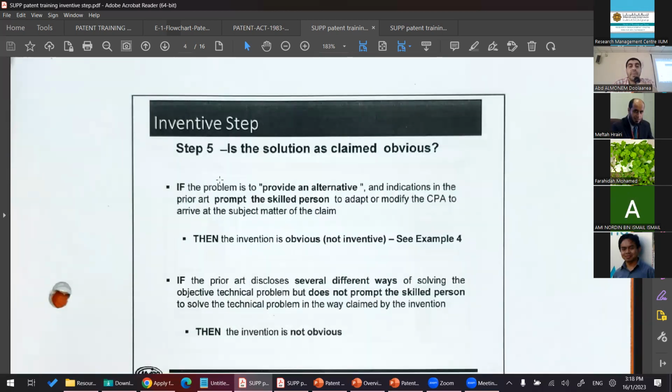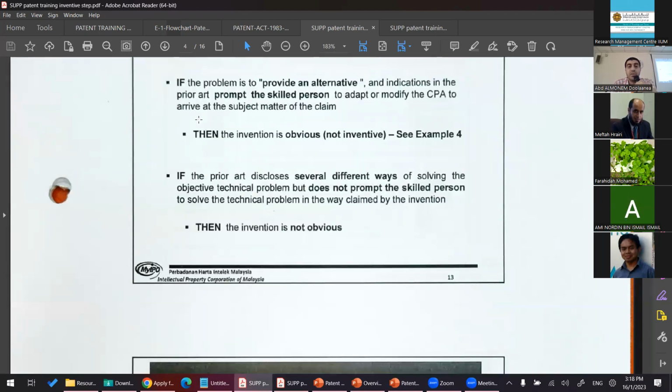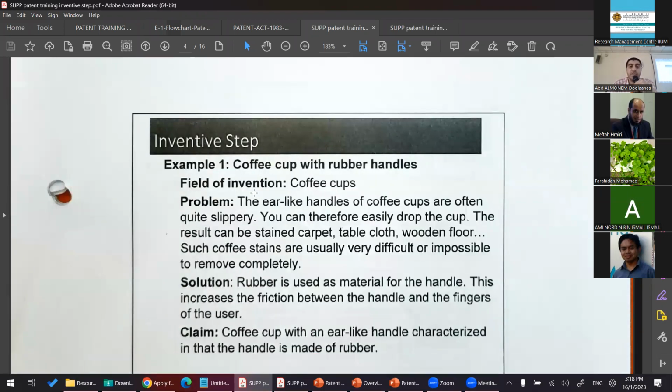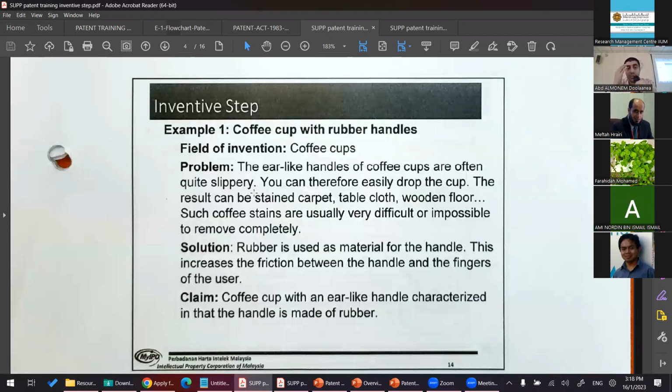Now, is the solution as claimed obvious if the problem is to provide an alternative? If there are indications in the prior art that prompt the skilled person to adapt or modify it to arrive at the subject matter, then it's obvious. Okay, I think if you read this one, it becomes more confusing. The one that I summarized for you is a bit more clear.